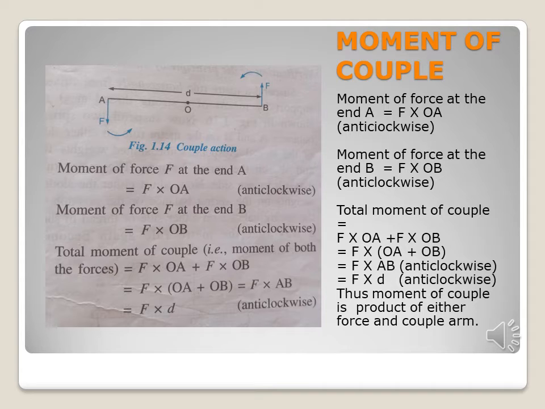In the same way, the moment of force F at the end B is given by F into OB, and that is again in anticlockwise direction. So, the total moment of couple, that is, the moment of both the forces, is given by F into OA plus F into OB, and that comes out to be F into AB. And AB has been marked here as D, that is the distance between point A and B. It comes out to be F into D, and again it is in anticlockwise direction.